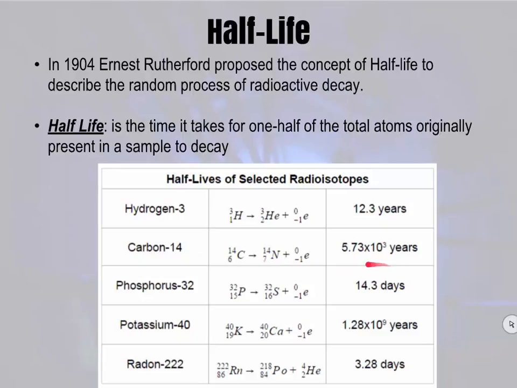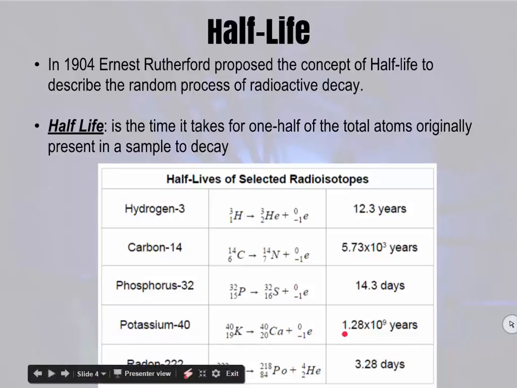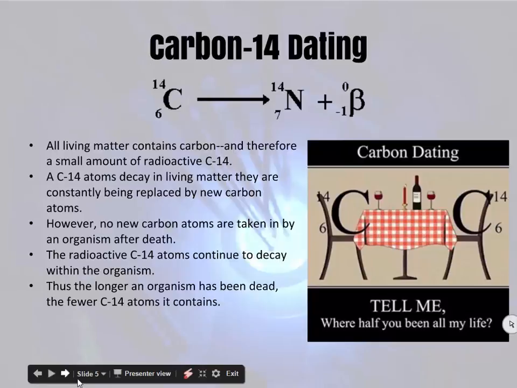Carbon-14 takes quite a long time, 5,730 years. Phosphorus only takes a couple of days, 14.3 days. Potassium takes a very long time, 1.2 times 10 to the 9th years. And radium takes about 3.28 days. So the time it takes for half of the total atoms originally present in the sample to decay is the half-life. And we can use the property of half-life to do a lot of different things.